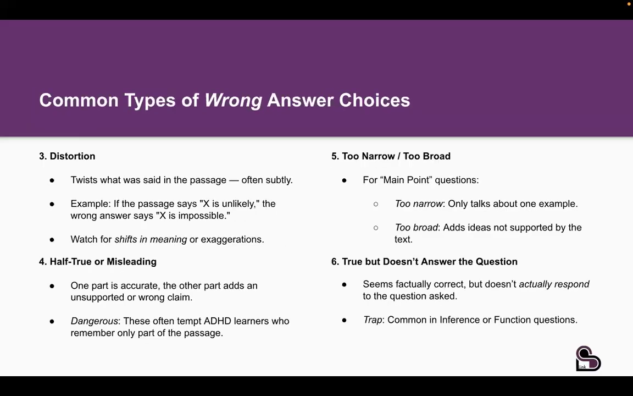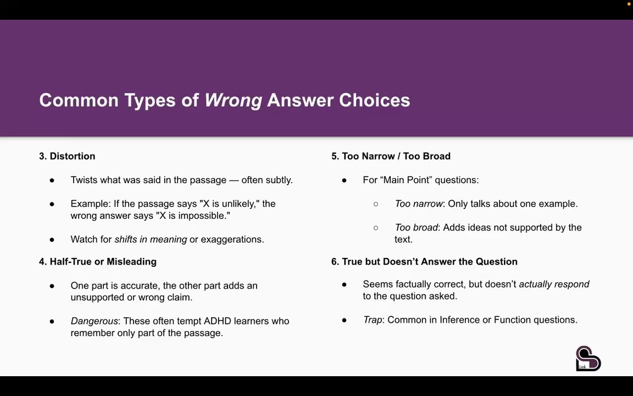Three, distortion. Twists what was said in the passage, often just slightly. Example, if the passage says X is unlikely, the wrong answer says X is impossible. Those are immediately wrong. Watch for shifts in meaning or exaggerations. Half-truths or misleading: one part is accurate, the other part adds an unsupported or wrong claim.